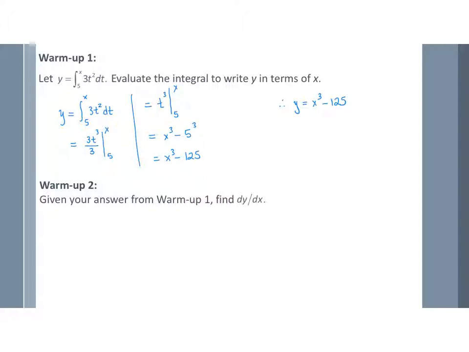In the second warm-up, we want to find the derivative of that. That's not too difficult. dy/dx equals 3x squared. The point of this second warm-up is not because it was difficult, but to show you how what we began with, the integrand, and our derivative now match, except for the t squared dt, we now have x squared.